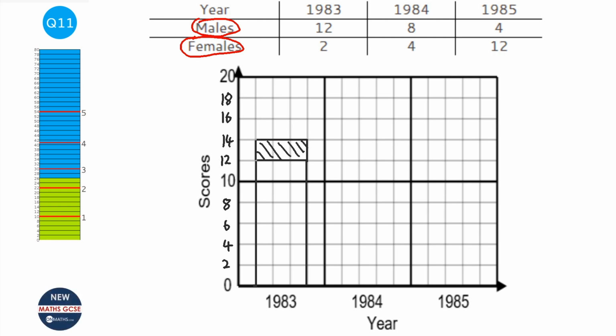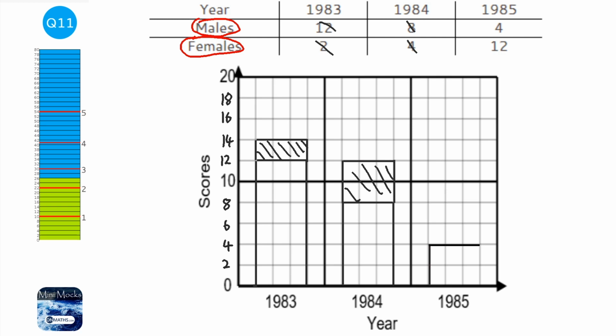And it's that simple. So we're going to do that, and I'm going to cross those out because I've done those. And I'm going to do that for 1984. So we're going to go up to 8 for the males. And then we're going to go up another 4, which is 2 squares for the females. Cross those out now. And finally we could go up to 4 for the males, and we could go up 12, so that would be 6 squares. 1, 2, 3, 4, 5, 6.